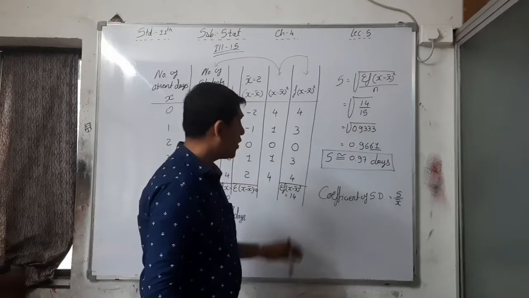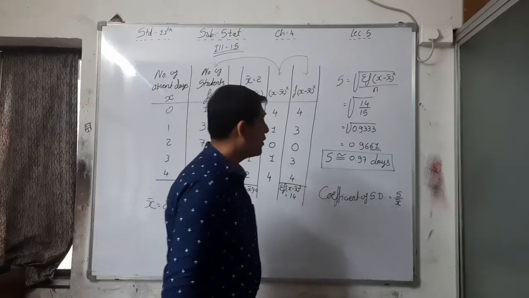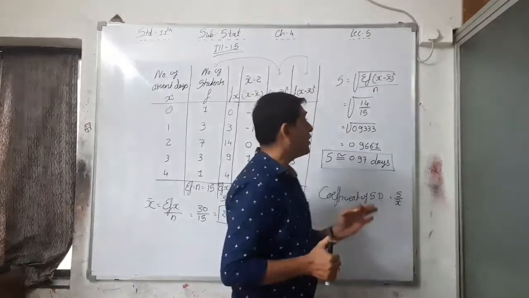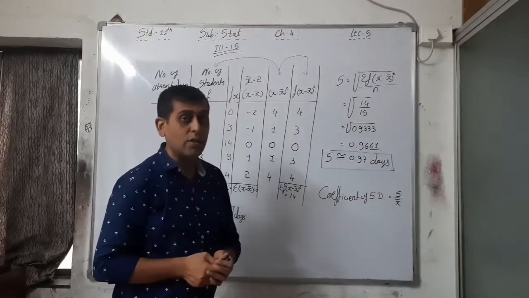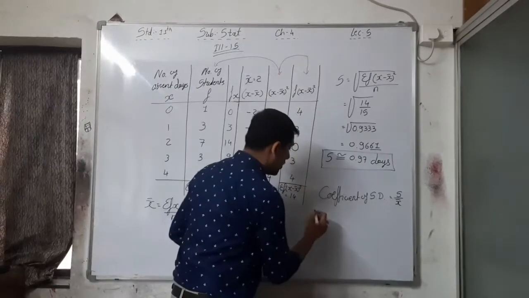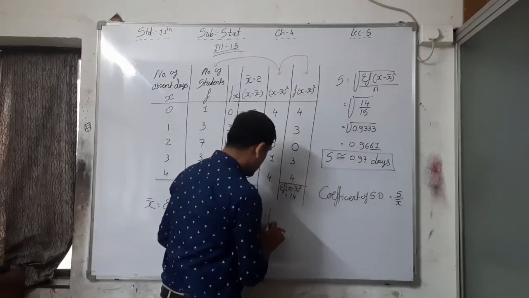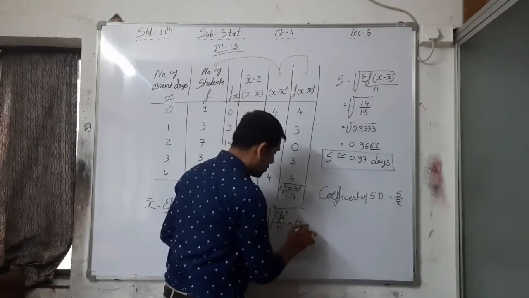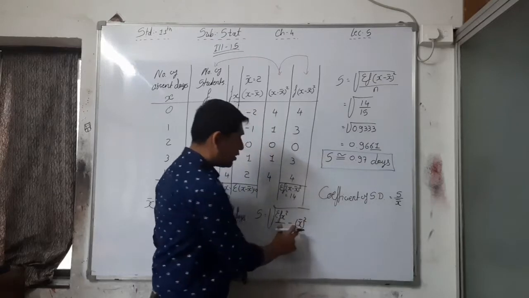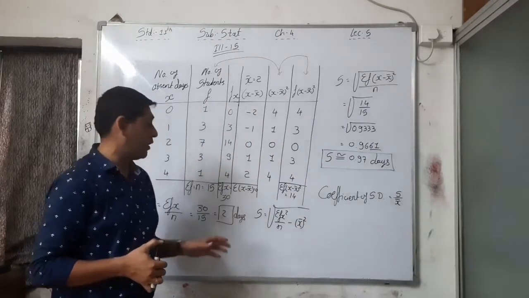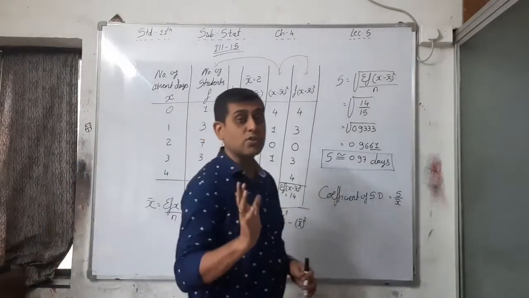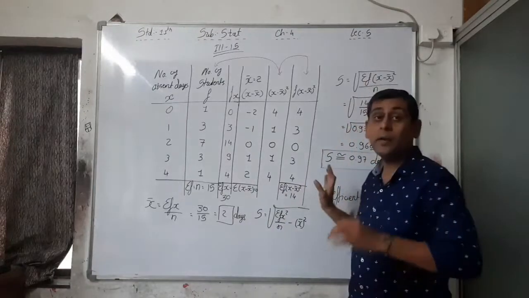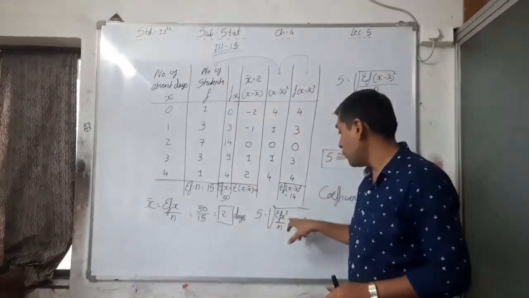And what we have to find out here, but before that, we will do it with the next method. Which method? There are two methods for the standard deviation. S is equal to square root of sigma fx square upon n minus x bar whole square. We take this method whenever x bar is a fraction. Here x bar is an integer, that's why we are taking the other formula. But we can use this formula also.